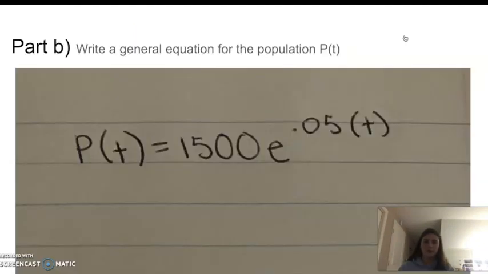So for part B, we're writing a general equation for the population P(t). So we take our original equation, which is P(t) = C e^(kt), and we can plug in our k and our initial population. So P(t) = 1,500 times e^(0.05t).